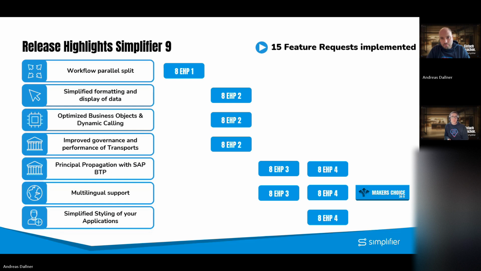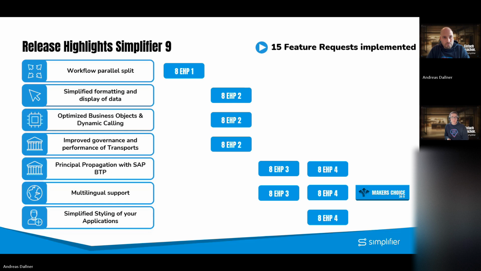In the second one, the highlight was the so-called binding editor, which enables app builders to do simplified formatting and display of data using the typical drag and drop functionality and shapes that you know from other places in Simplifier. The advantage is that you don't need any knowledge of detailed UI5 binding syntax, but can work visually, at least for the most common use cases.